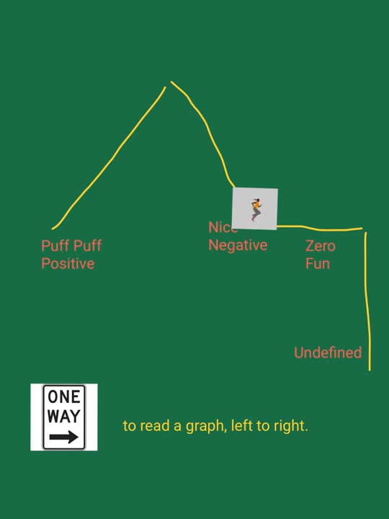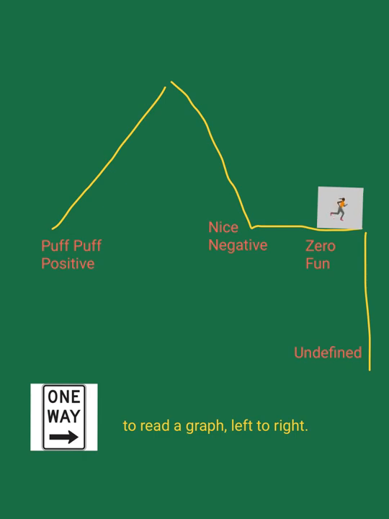Next, she's going to run on a flat surface, and as she runs, she's going to say, this is zero fun. What we have here is a line with a zero slope. It's flat. It's not going up. It's not going down. It's just flat.